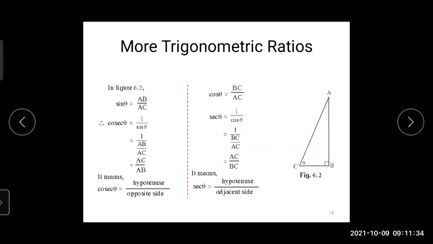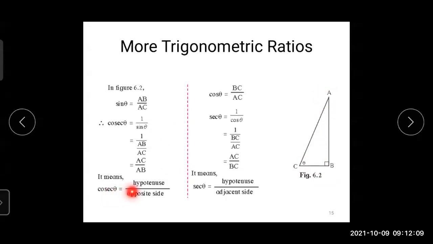Some examples based on this are given here. Sin theta is equal to AB upon AC. So cosec theta will be its inverse, that is 1 upon sin theta. So 1 upon AB upon AC will be AC upon AB. It gets interchanged: AC will come up and AB will go down. So it will be AC upon AB, which means it is the inverse of sin theta.